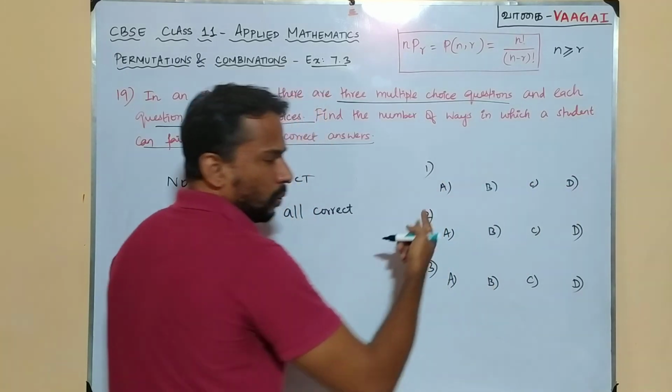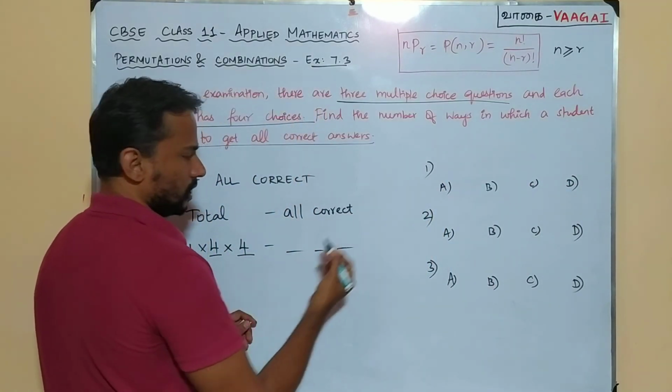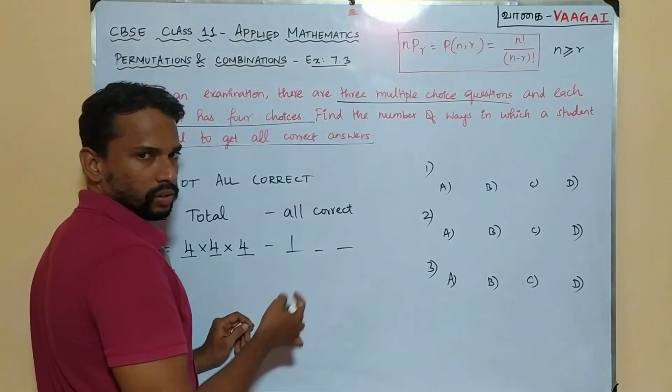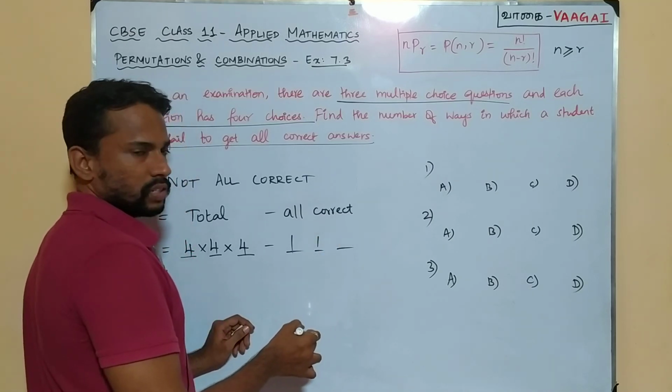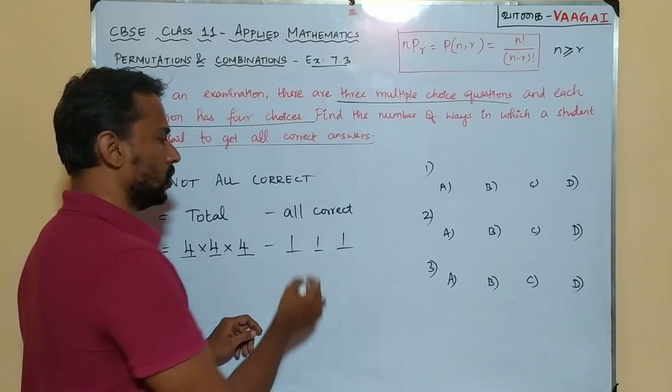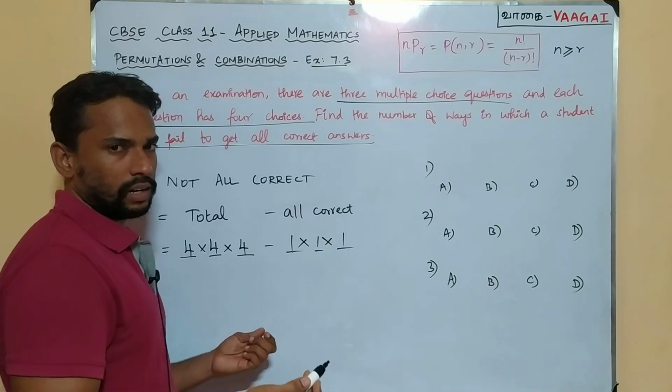Because here there will be only one correct answer. Only one correct answer will be there for the first question, only one correct answer for the second, only one correct answer for the third. So in only one possible way he can attend all of them correct.